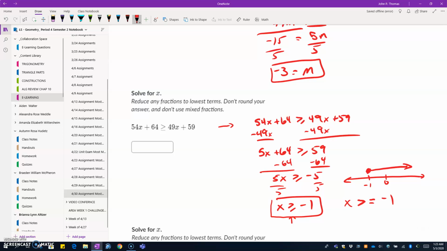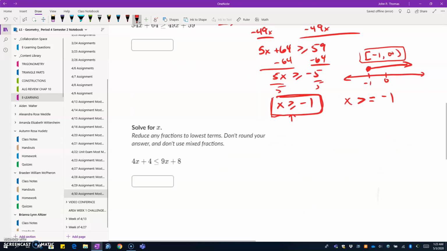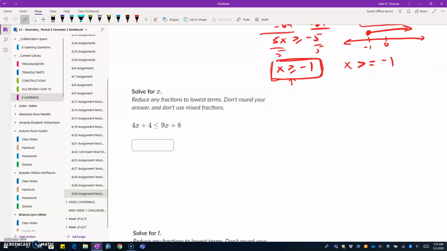Alright, and you might also remember from your Algebra 1 days that we could write this negative 1 comma infinity as an interval. So there are a lot of ways that we can write this answer. And we can also graph it. Alright, if I move on to the next one of the common mistakes, it's this one.